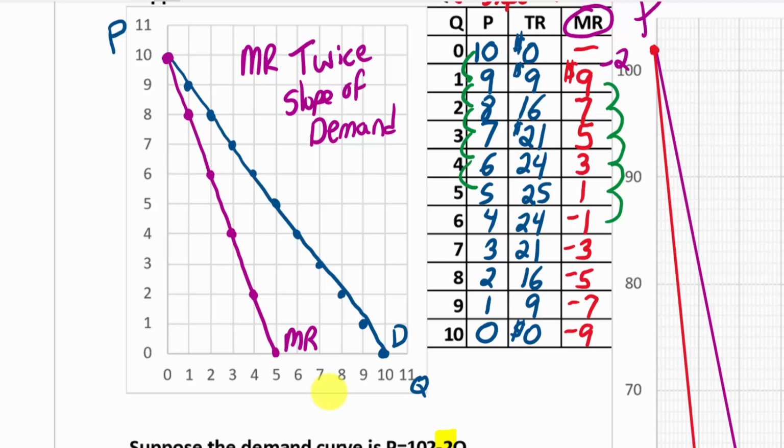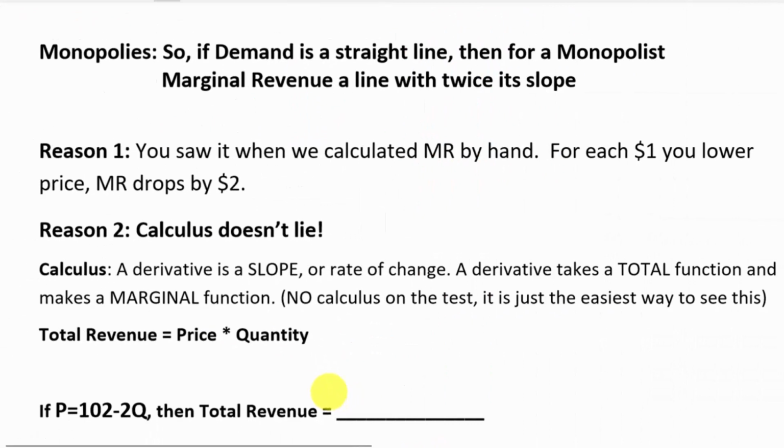Except, well, now let's convince ourselves of this just a little bit more in a couple of other ways, and then let me show you real quickly how to use this information. So here's the overall lesson in big bold letters. If you're a monopoly, if demand is a straight line, then for a monopolist, marginal revenue is also a straight line. It's the same, but it has exactly twice the slope.